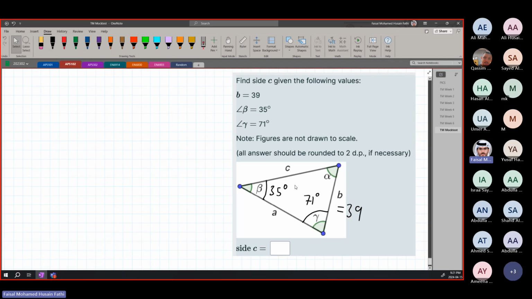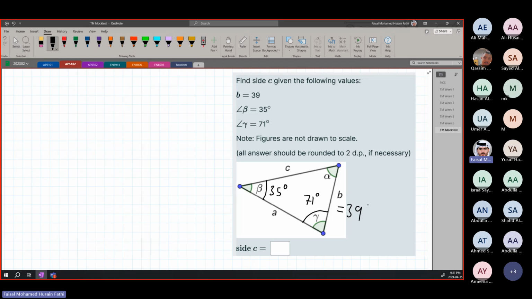This is not a right triangle, so we cannot use SOHCAHTOA. What do we have? We have two angles and a side. So we know we can use two angles and a side. We have to use sine rule instantly. When you see you have two angles and one side, in other words, if you always see you have one side, that means you have to use sine rule. All right. So how do you use sine rule?